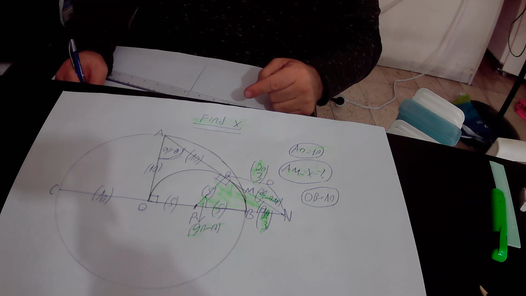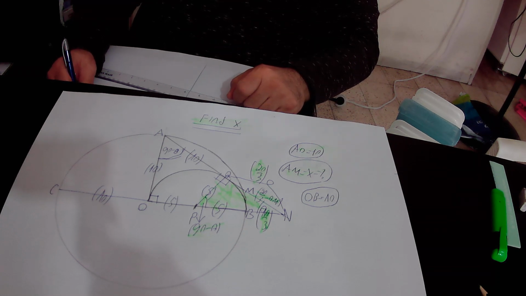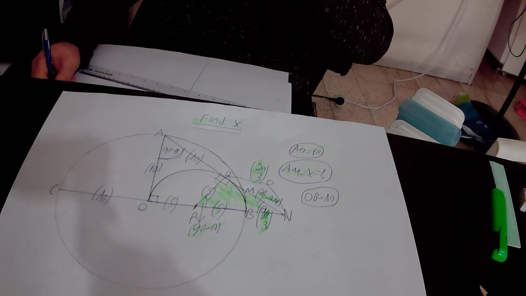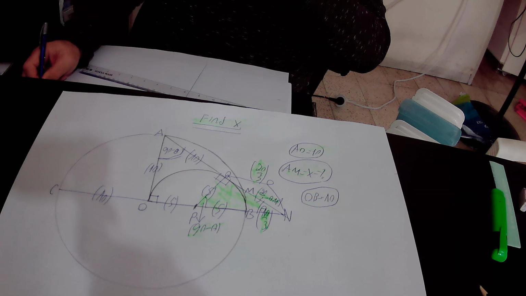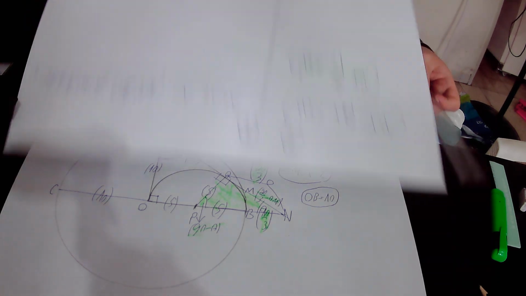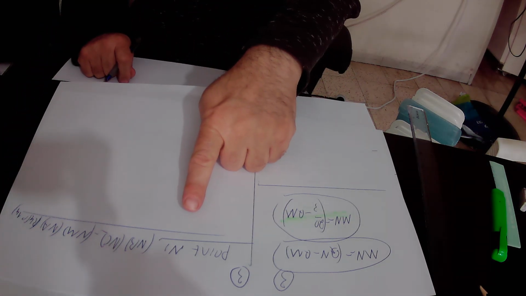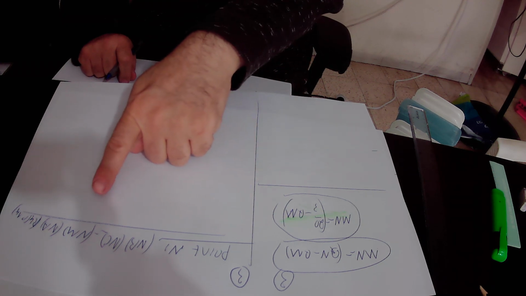We get NB times NC equals to NM times NA. Repeat again. If we focus on the current external point N, according to rule number 14, we get that NB times NC equals to NM times NA.